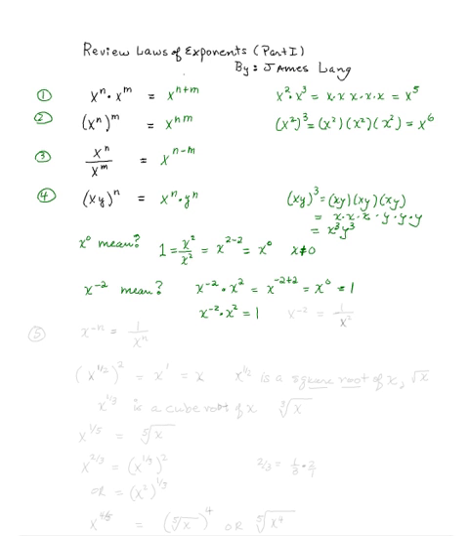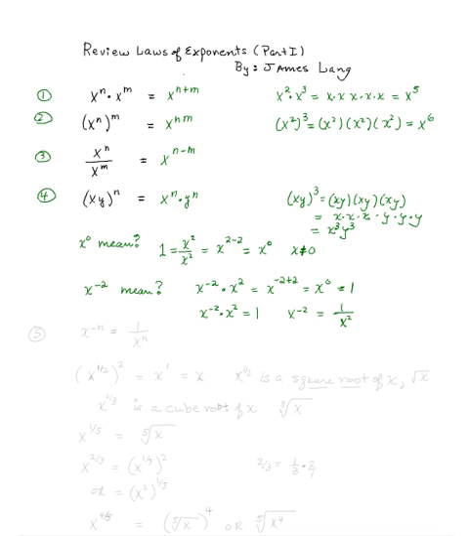Well, okay, so what? Well, that means that x to the negative 2 has to be 1 divided by x squared. Because we could divide both sides of the equation by x squared, and we just have x to the negative 2 on the left side, and we'd have 1 divided by x squared on the right side. So x to the negative 2 has to be 1 over x squared if the laws of exponents are going to work.